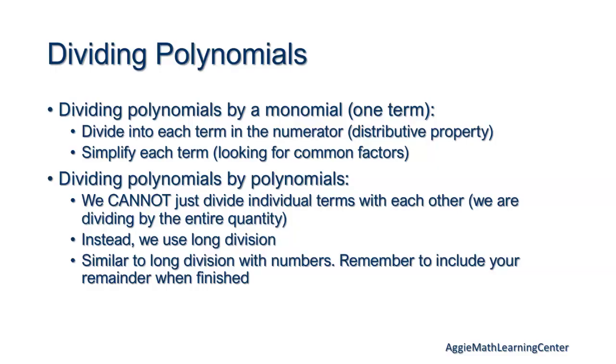When it comes to dividing polynomials, we cannot just divide individual terms with each other. We are dividing by the entire quantity. Instead, we use long division, which we'll go over in that setup. And similar to long division with numbers, remember to include your remainder when finished. So if we have something left over, we need to account for it. We can't just toss it aside.